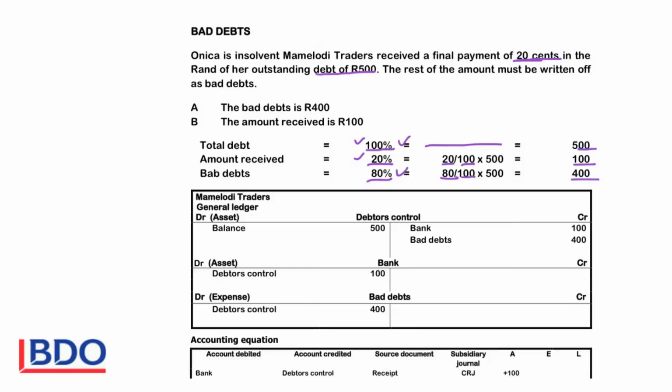The debtors have a debit balance because assets increase on the debit side and the balances are always on the debit side. We will decrease the debtors with the amount paid, 100, and with the bad debt so that you can close the account when they are written off. The bank account will be debited with 100 because the money in the bank increased, and bad debts will be debited because the expenses increase on the debit side.